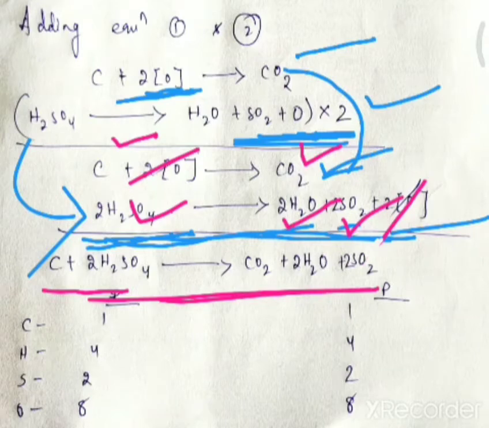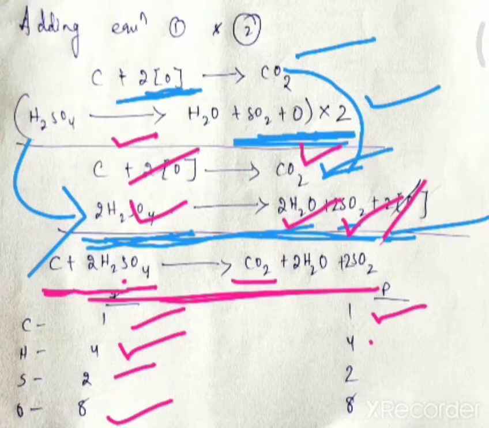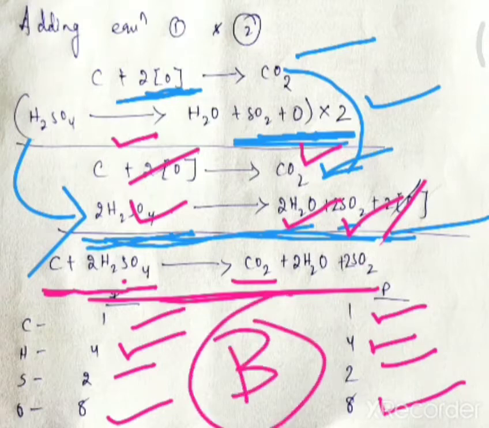So let's check whether it is balanced or not. On the reactant side, carbon is 1, hydrogen is 4, sulfur is 2, and oxygen is 8. And then the product side, let's see. Carbon is 1, oxygen is 4, hydrogen is 4, sulfur is 2, and oxygen 8. So this is your final balanced equation.